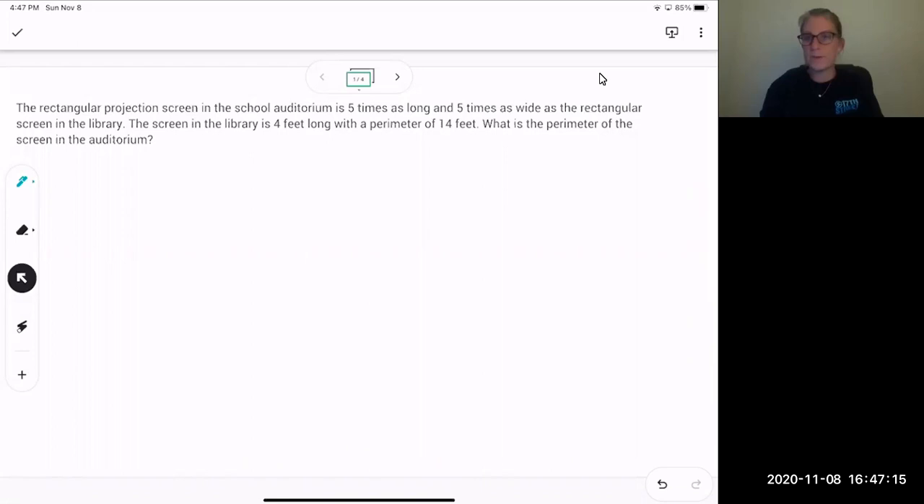So the first problem says, we're going to read it through twice, the first time so we can get the gist of what it's asking, and then the second time so we can pick out the key information. So the problem says the rectangular projection screen in the school auditorium is 5 times as long and 5 times as wide as the rectangular screen in the library, I'm sorry. The screen in the library is 4 feet long with a perimeter of 14 feet. What is the perimeter of the screen in the auditorium?